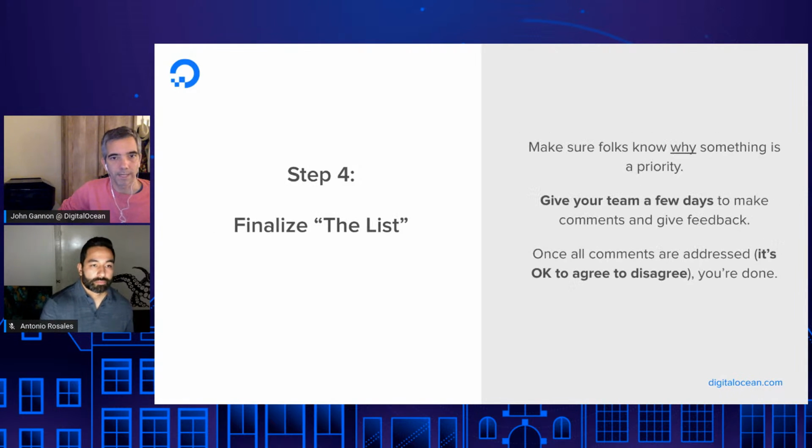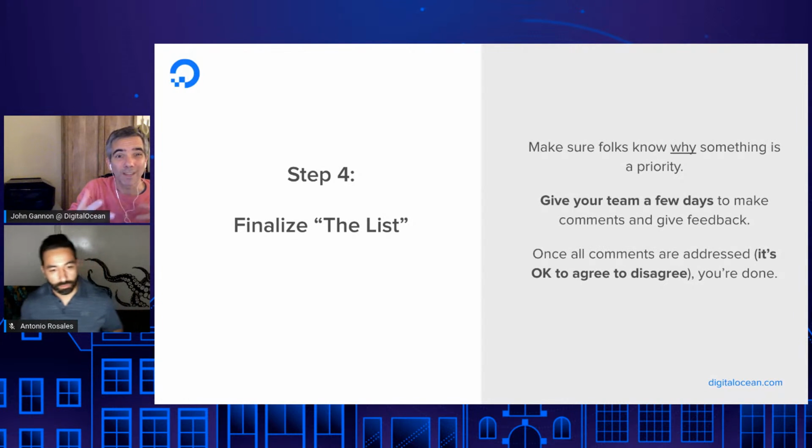Yep, absolutely. So then step 4 is finalizing that list, right? At the end of the day, you need to be able to tell either your company, your team, your boss, whoever, what you're going to actually work on. So when you're finalizing the list, it's critical, if it hasn't already been communicated, to make sure folks know why something is a priority. So again, that framing: if at the top of the document where you're creating this list you can put the company context, the goals for the company, et cetera, that can really help with the why.